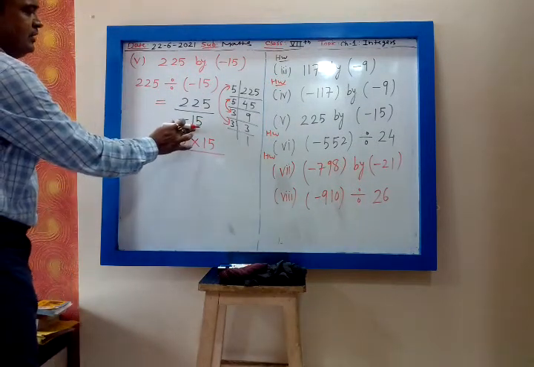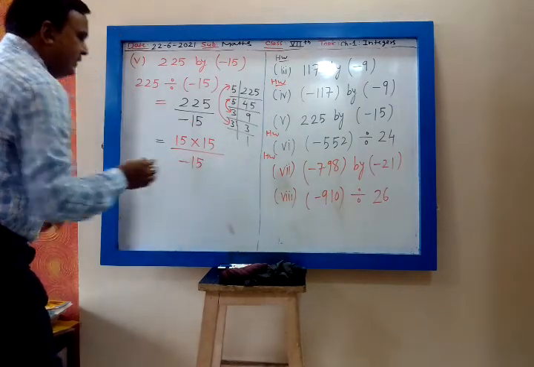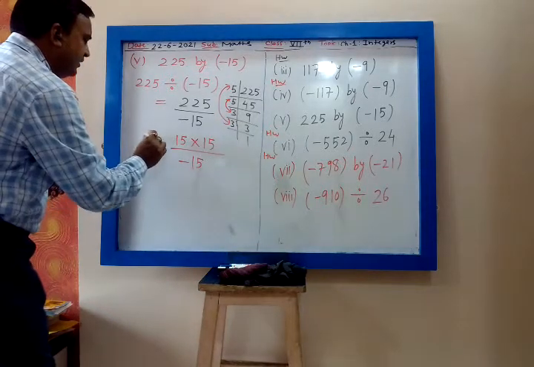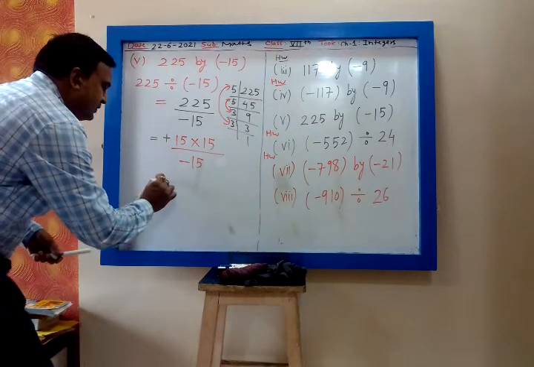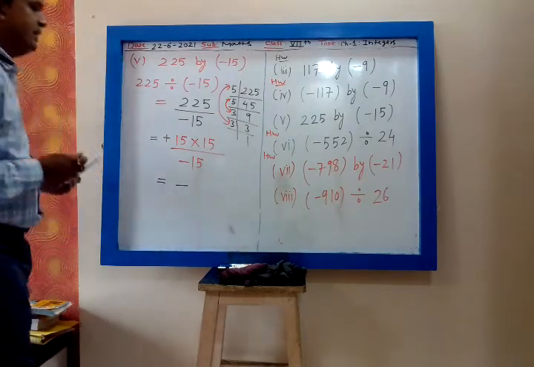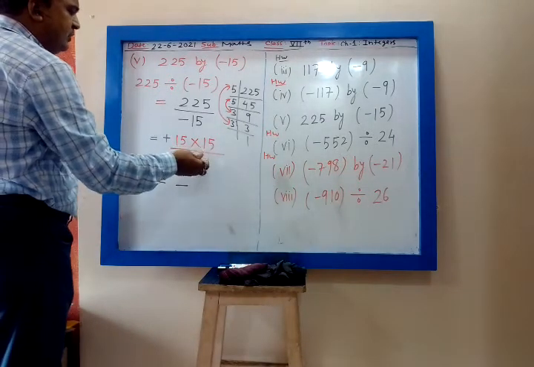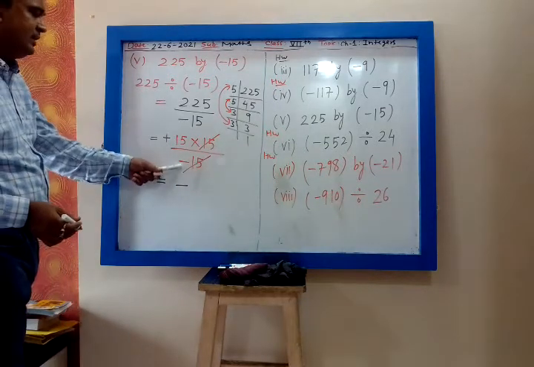Because there is 15 in the denominator, we want to cancel this 15. So upon minus 15. Now, which sign is there in the numerator? Plus sign. So plus upon minus will be minus. Then you cancel one common term. 15 gets cancelled. And plus upon minus will be minus.